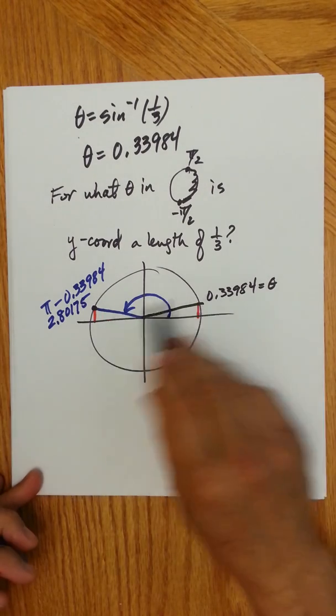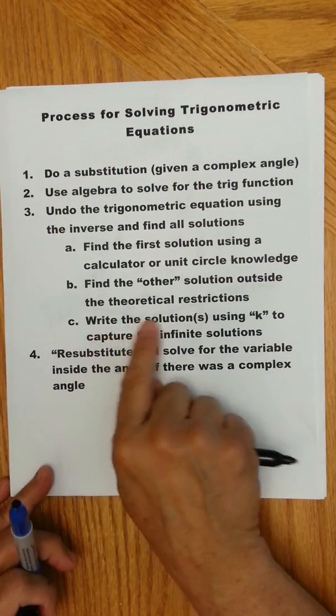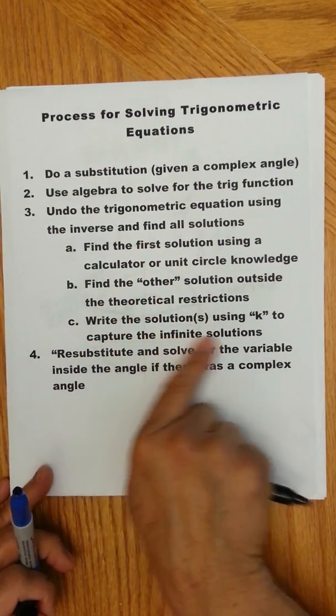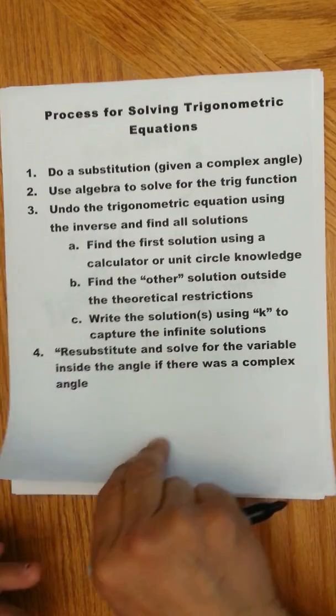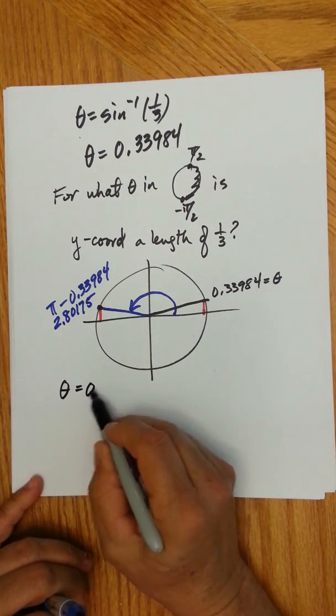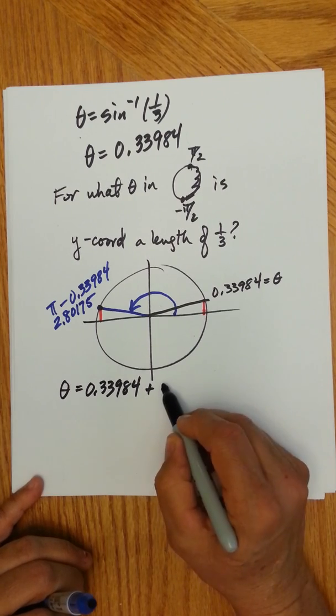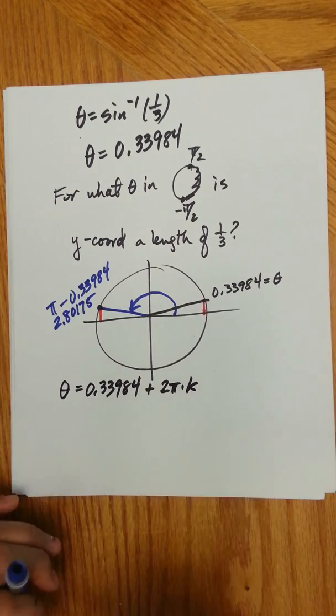if I now talk about infinite solutions, right? That's the third part I want to do, part C. So I found both solutions now. Now I want to find all solutions using k as an integer. So I have theta equals 0.33984 plus essentially 2 pi k.